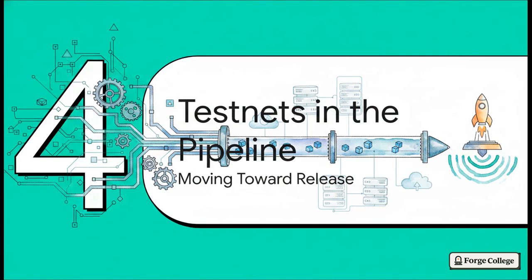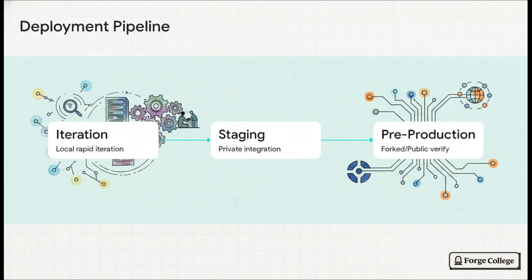Let's look at part 4, testnets in the pipeline. How do we map these distinct mental models and testnet types directly onto a real-world deployment pipeline? It generally follows these 3 steps. Step 1 is rapid iteration, where you use your local networks for unit tests and instant feedback. Step 2 is integration or staging, using those private or shared devnets so the whole team can test multi-node interactions together. And step 3 is pre-production verification, using forked mainnets or public persistent testnets to ensure everything works flawlessly against live data and real network conditions.